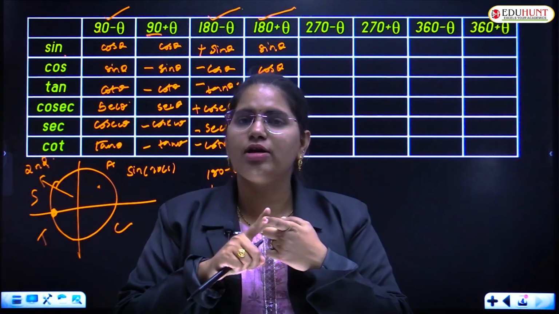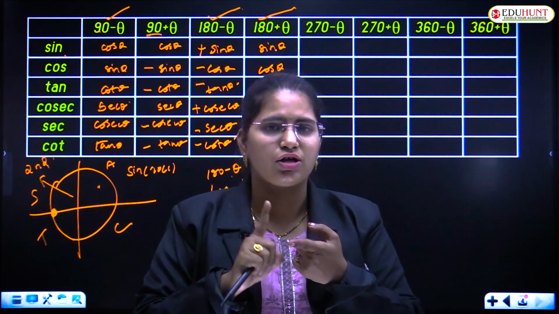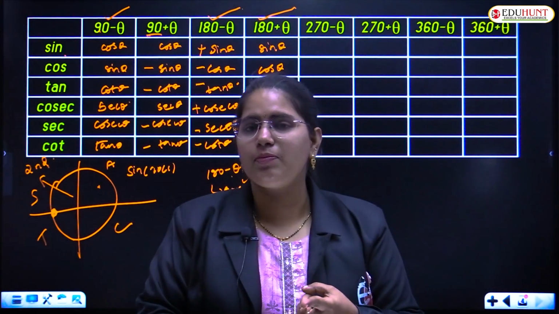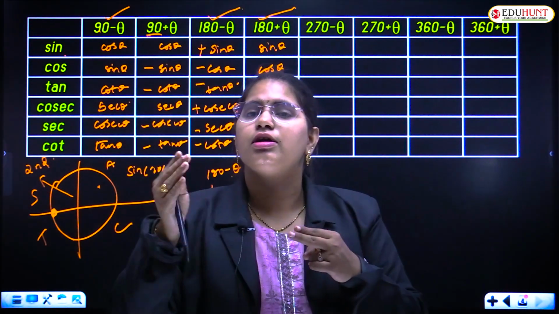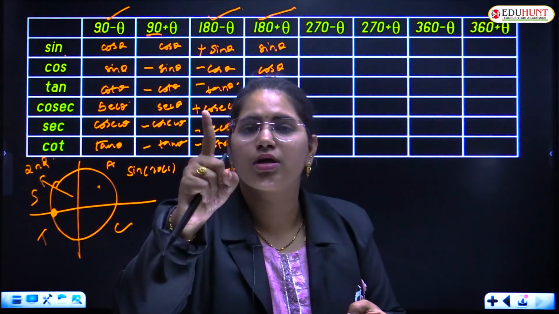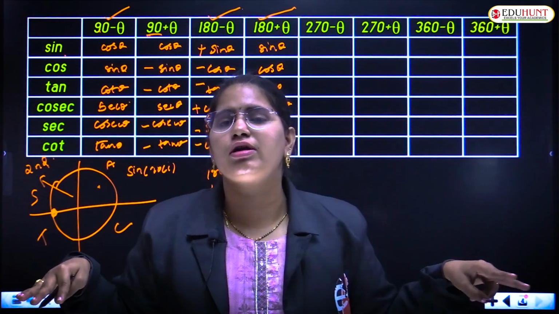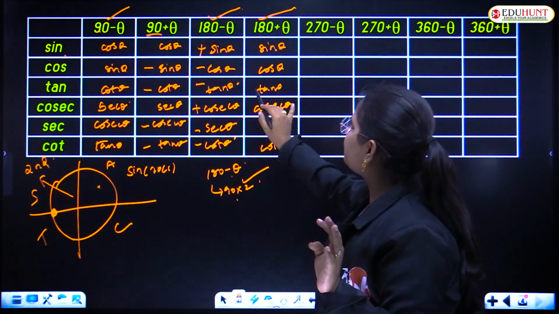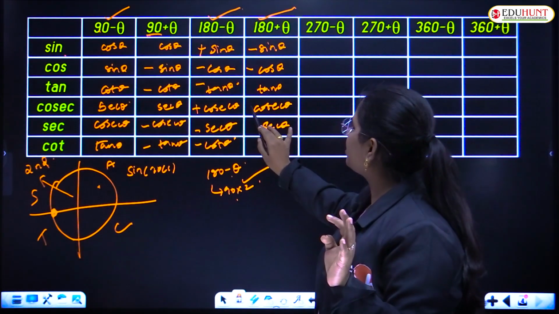Clear? First point, 180: you need to check that 180 is an even multiple of 90. That means the function does not change. Coming back to the second point, theta is greater than 180 degrees. That means theta lies in the third quadrant. In the third quadrant, except tan and cot, rest of all trigonometric ratios will become negative. So I'll keep that: except tan and cot, rest of all will become negative.